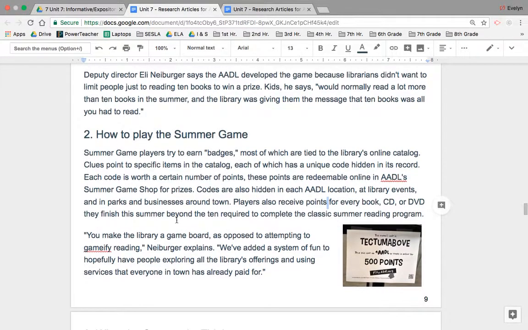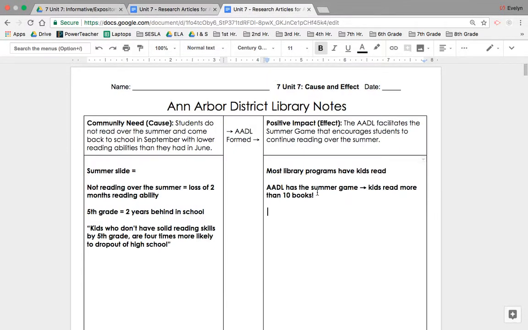In your own words, how would you describe the summer game? I might say, you can earn badges by going to the library. Use badges to win points.